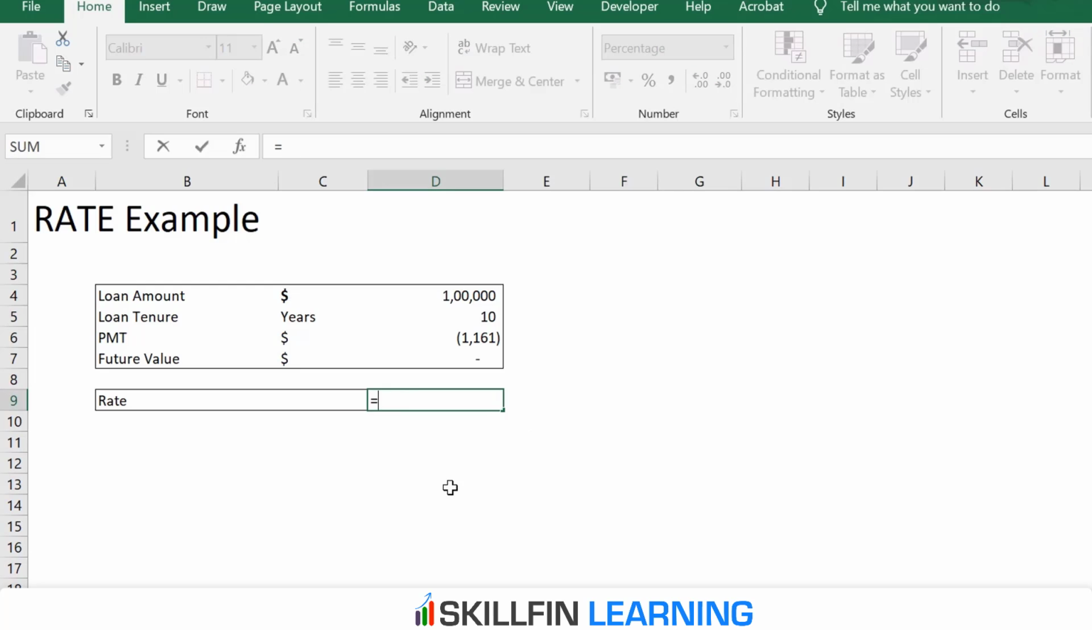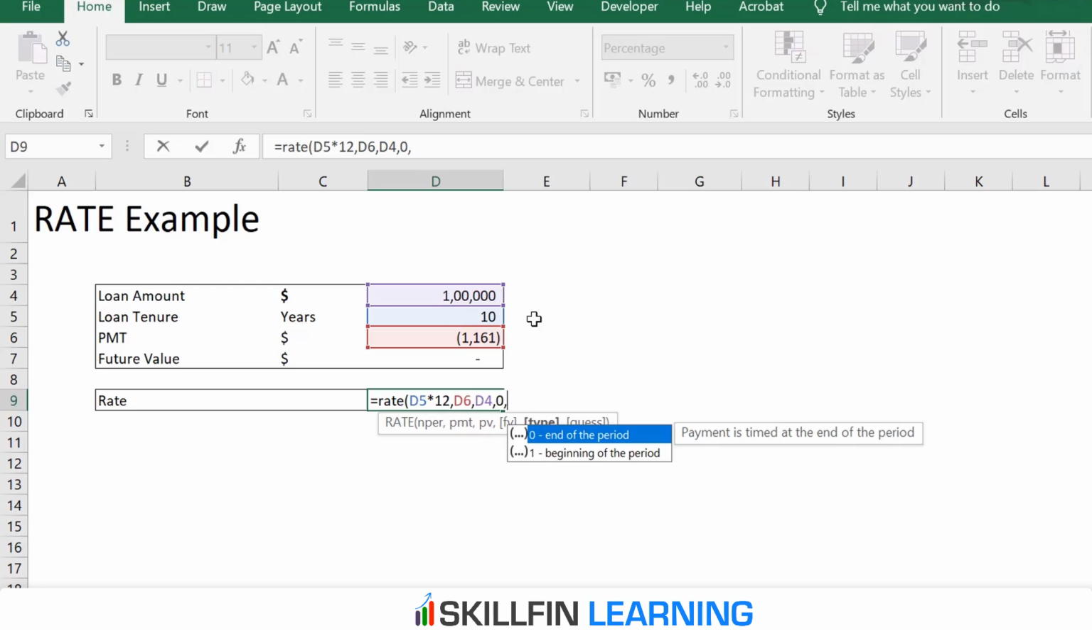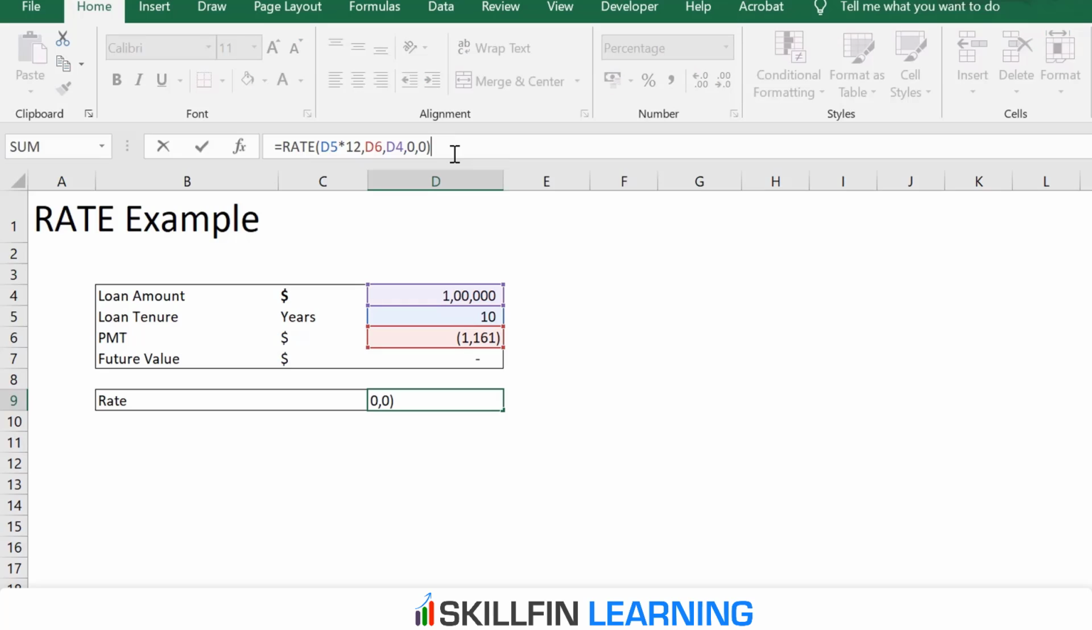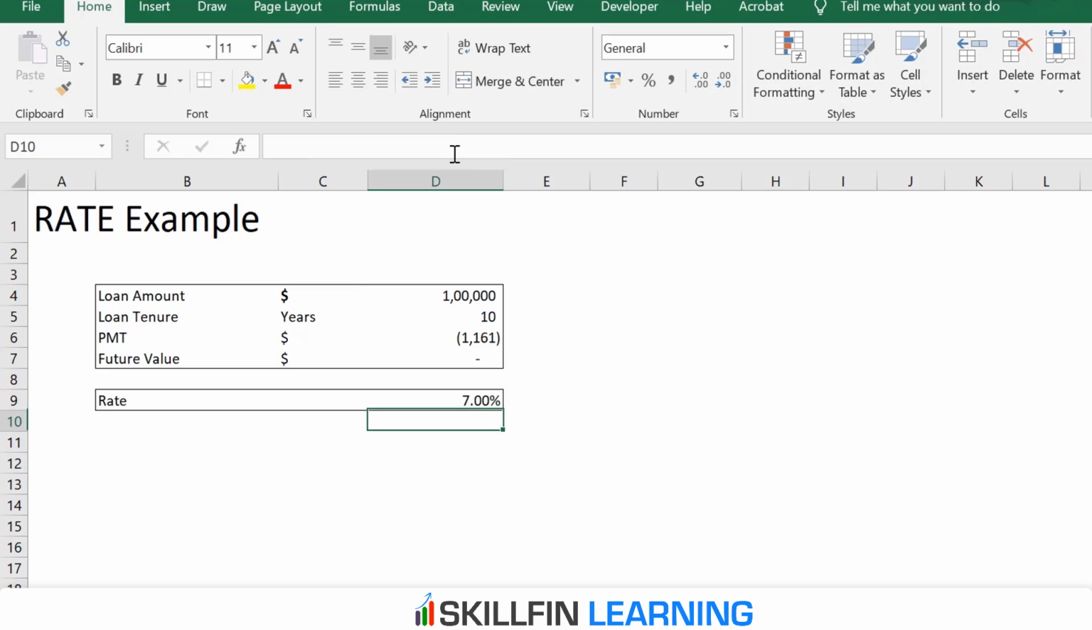To calculate rate, type is equal to rate, NPER, which is the loan tenure. So multiply it by 12. Then PMT is the payment, $1,161. Present value of the loan, 100,000. Future value is 0. And then type is 0 because EMIs are paid at the end of the period. Let's enter. We get 0.58. So this is the monthly interest rate. If we multiply it by 12, we get the annual interest rate, which is 7%.